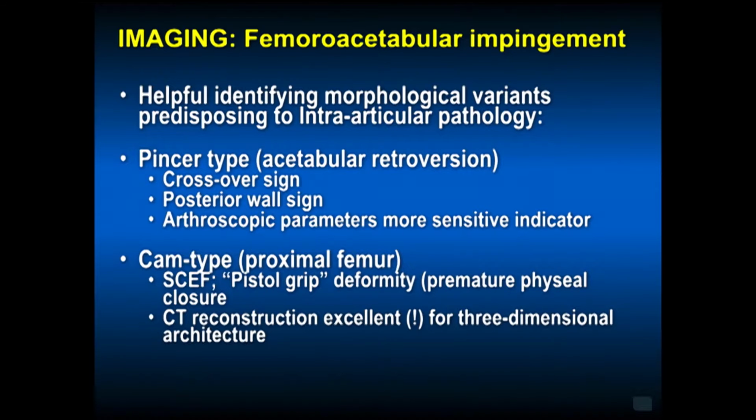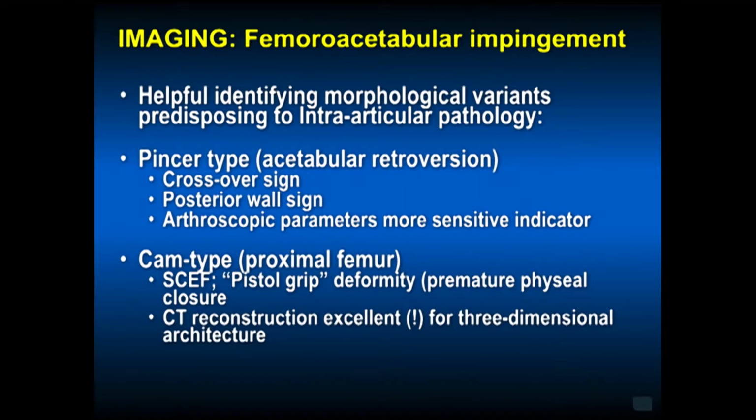For FAI, or femoroacetabular impingement, the imaging is helpful in identifying morphologic variants that may predispose to intra-articular pathology. The two types of FAI are the pincer and cam. The pincer is acetabular retroversion, so it's on the acetabular side. The signs that we look for to determine acetabular retroversion are the crossover sign and the posterior wall sign. Arthroscopic parameters are a more sensitive indicator.